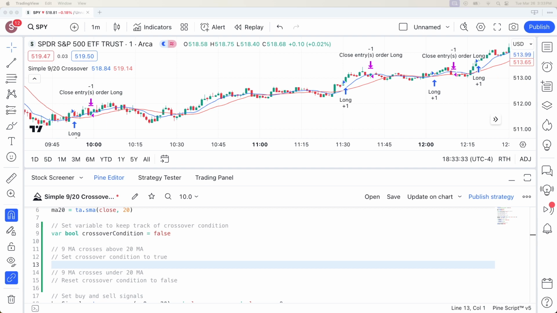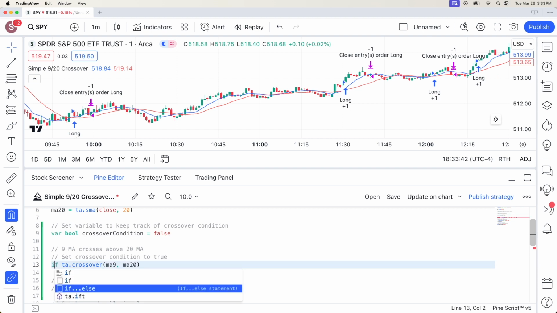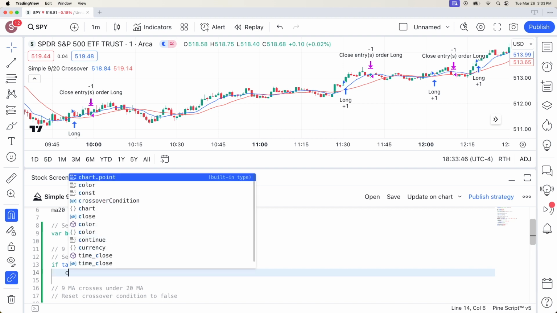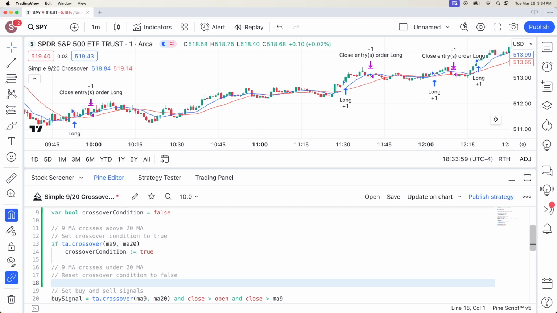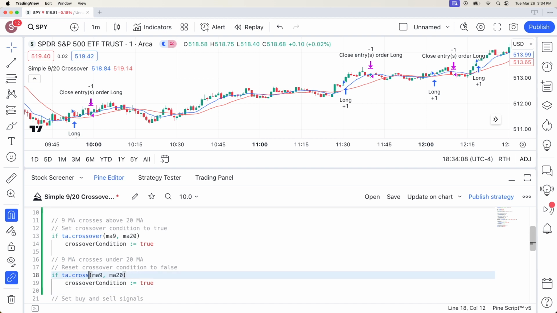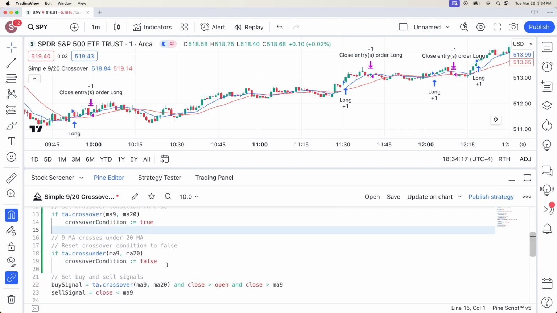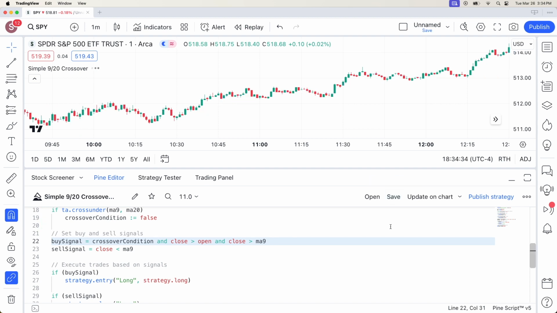Then, if the crossover condition occurs, we will set it to true. So crossover condition equals true. And in the condition of cross under, we'll set it to false. So let's copy paste here, use cross under, and set it to false. Now let's make sure to use that crossover condition instead of the crossover function in our buy signal. Let's save and see what occurs.